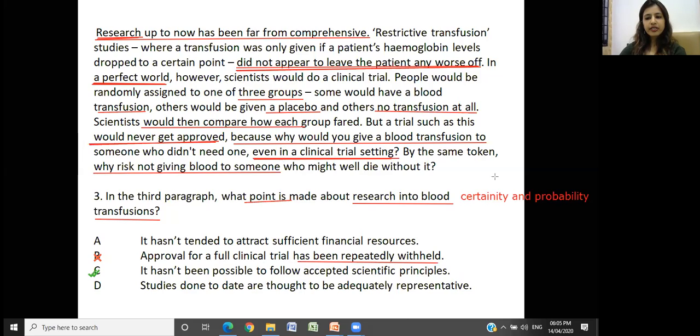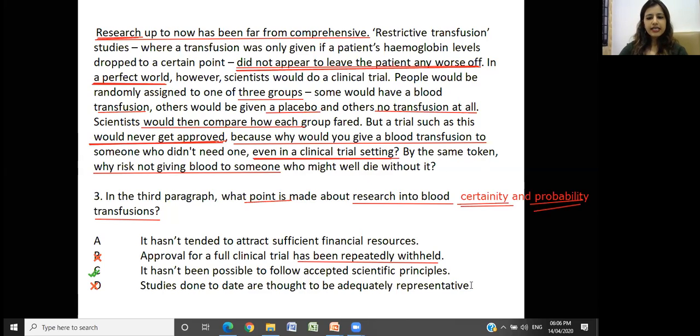So has been repeatedly withheld is certainty, whereas what the writer is giving in the paragraph is probability, not certainty. Would never get approved, that is about the future, right? It hasn't happened already. But the writer is making an assumption that it would not get approved. Then why is answer choice D wrong? Because it is clearly contradicting what is given in the paragraph.